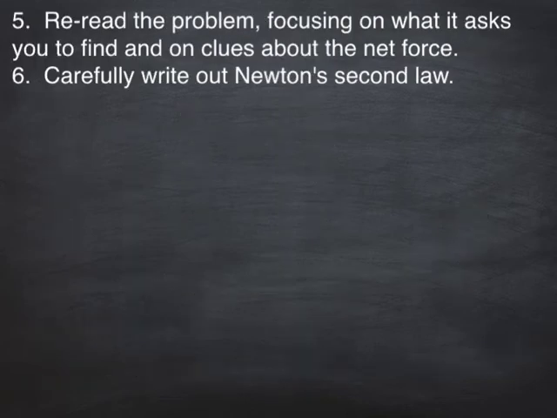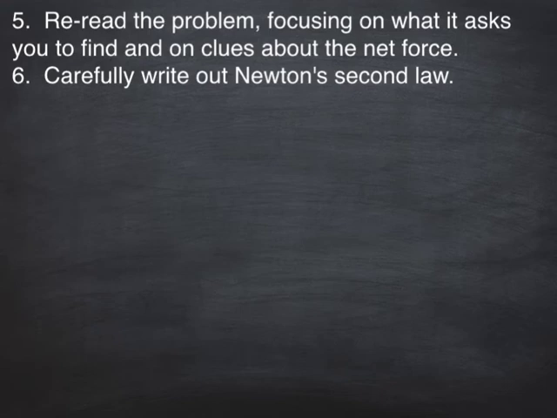All right, so step 5 suggests that we reread the problem, focusing on what it asks us to find, and look for clues about net force. Step 6 says to carefully write out Newton's second law. As I mentioned before, I already picked up on the clue that this skier has a constant velocity, which means there is no net force. This gives me the information I need to be able to carefully write out Newton's second law.